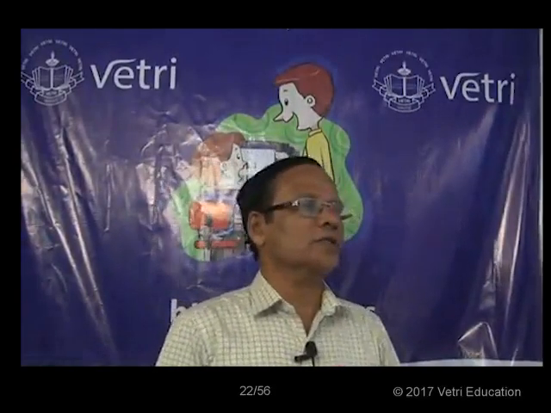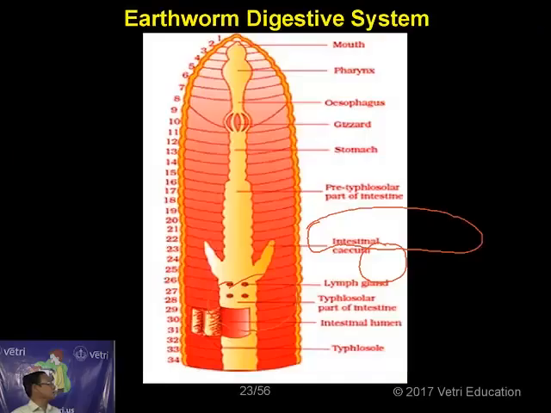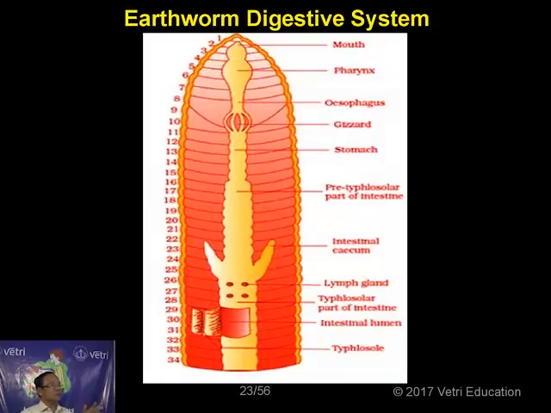Okay, now let's continue the lesson. So we have seen so far some components of the alimentary canal. What are the other components present? Let's see this one. This is the diagram showing the digestive system.